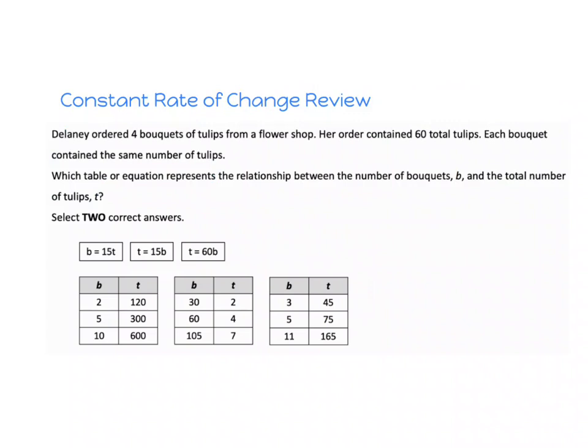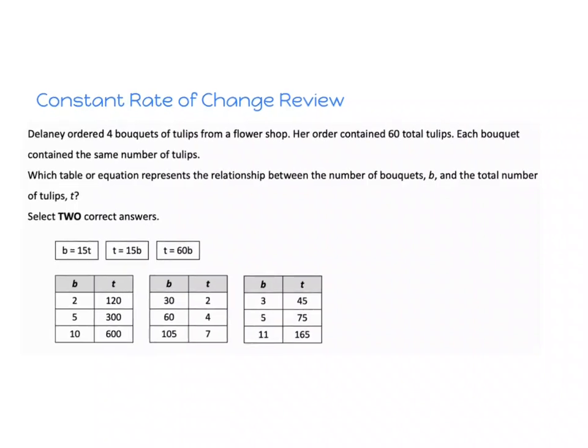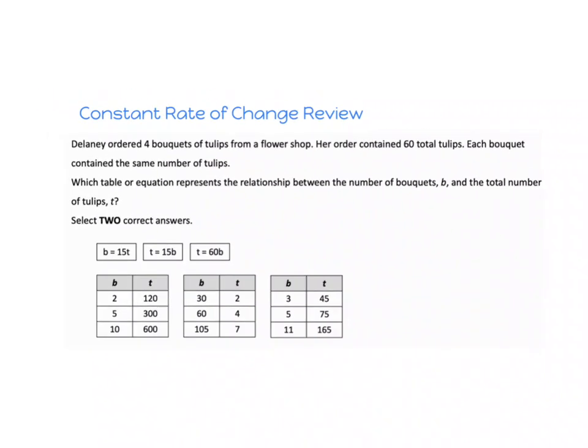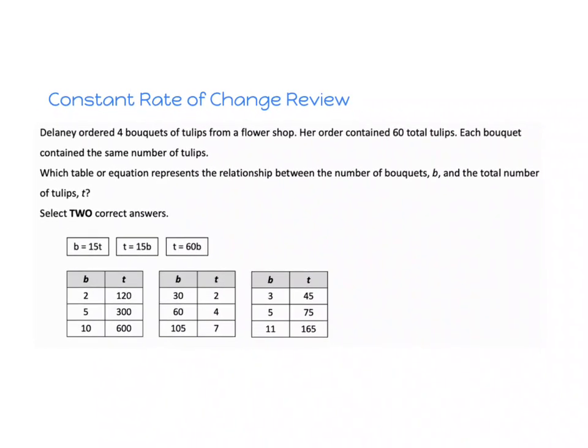In this particular question, it's also a constant rate of change problem. So Delaney ordered 4 bouquets of tulips from a flower shop. Her order contained 60 total tulips for each bouquet, and they contain the same number of tulips. Which table or equation represents the relationship between the number of bouquets, B, and the total number of tulips? It says select 2 correct answers.